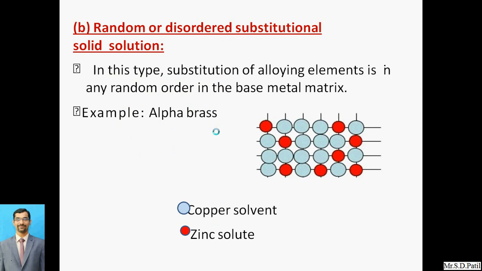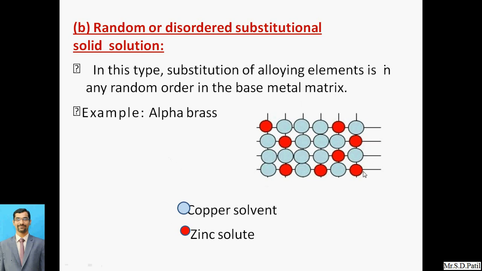Now the next term, that is the random or disordered substitutional solid solution. Here one example is given, that is copper and zinc. So alpha brass is the example which is given. Now in this particular type, the substitution of alloying element is in any random order in the base metal matrix. So it does not have any fixed order; it is added in a random order, occupying the space anywhere.